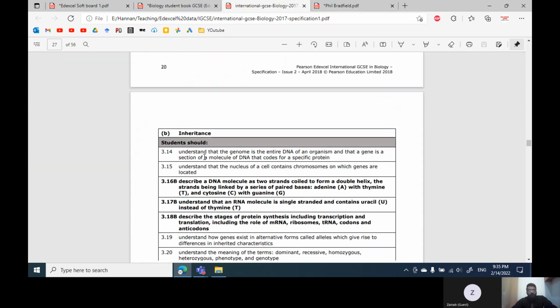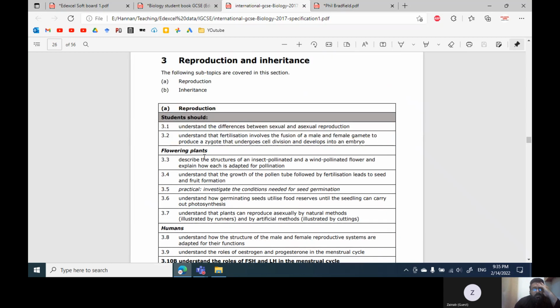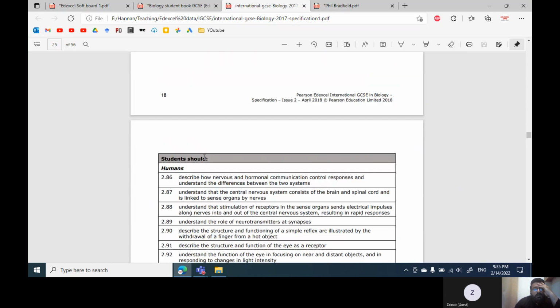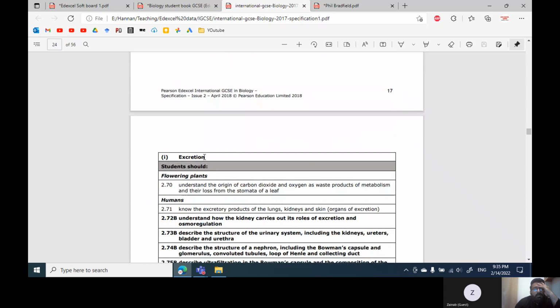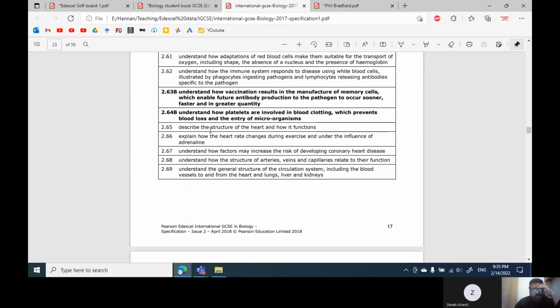Let me have a look at our curriculum, so that we may not have left something here. Coordination, response, circulation, transport. Yes. Okay. How heart rate changes, how manufacturing increases are restored, developing coronary heart disease, arteries, veins, capillaries, general structure of the circulatory system, including blood vessels to and from the heart, lungs, liver, and kidneys.